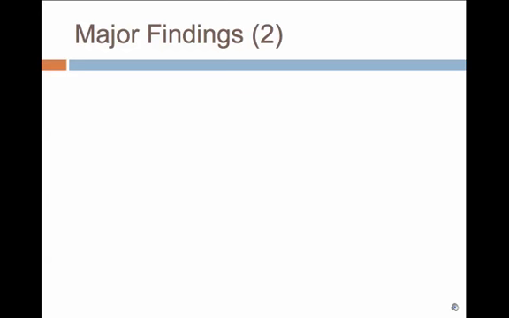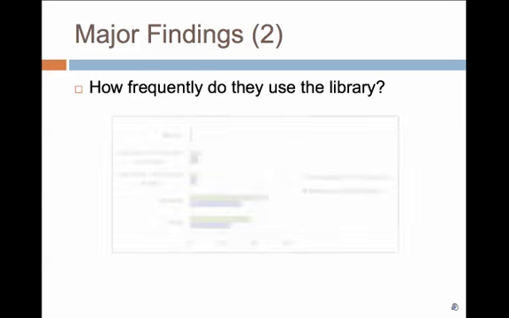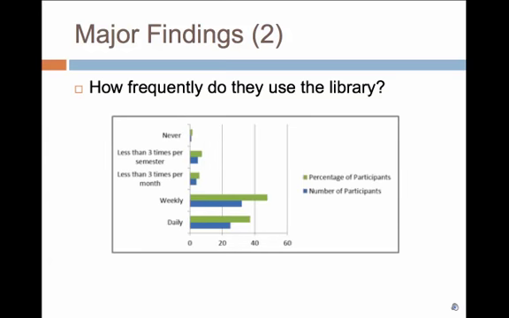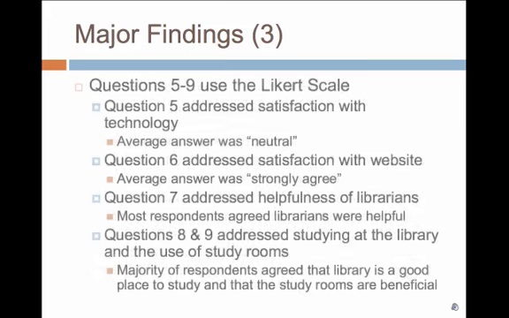Question number 3 asked participants how often they use the library. As you can see here, the response with the highest percentage was weekly, with 47.76% of respondents answering that way. In second place was daily, with 37.31%. And then the rest of the responses were much lower. So it can be concluded that our survey participants are avid library users, so that's good. And it means that the library is doing something to draw in patrons.